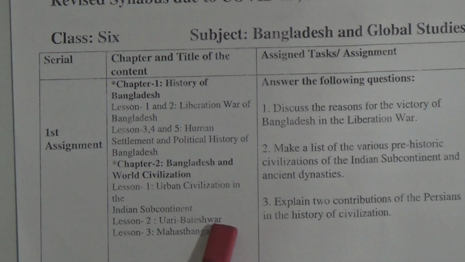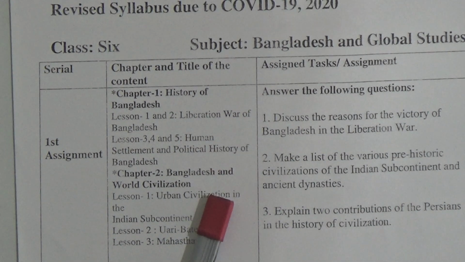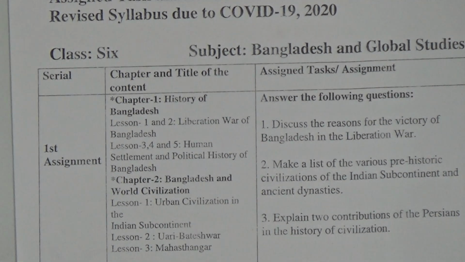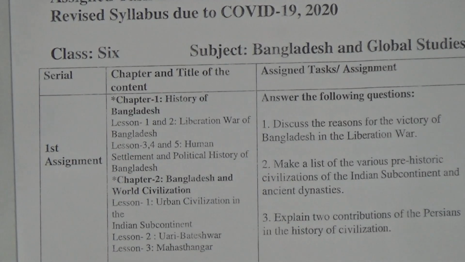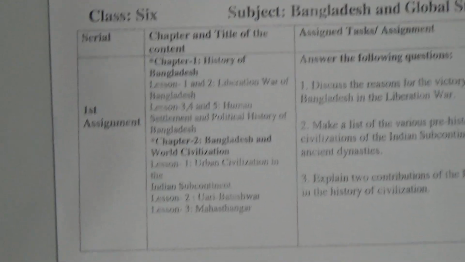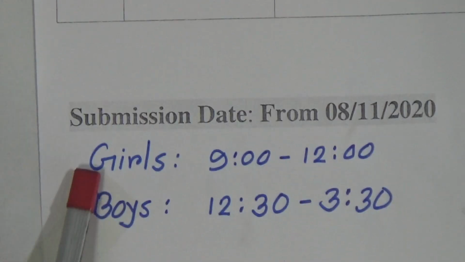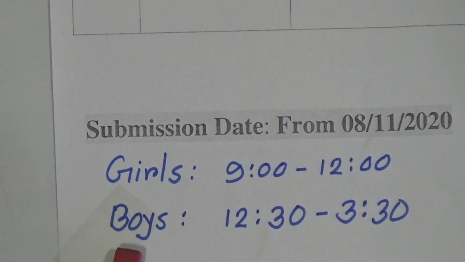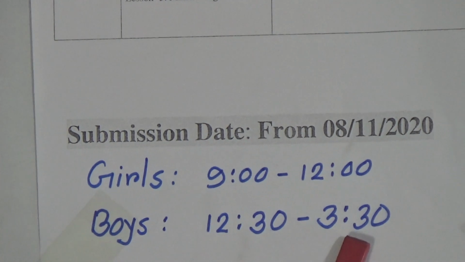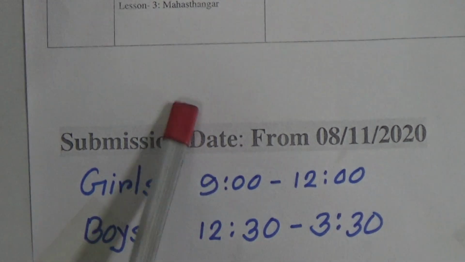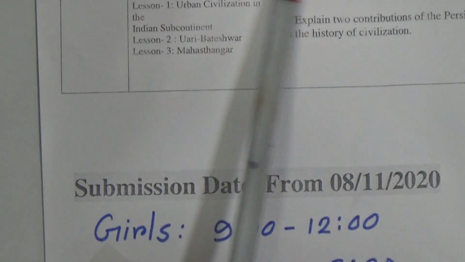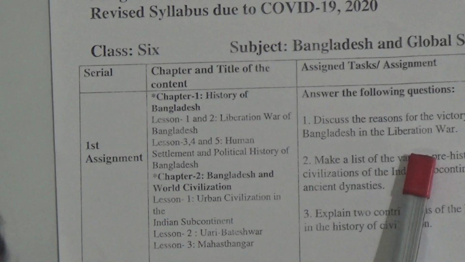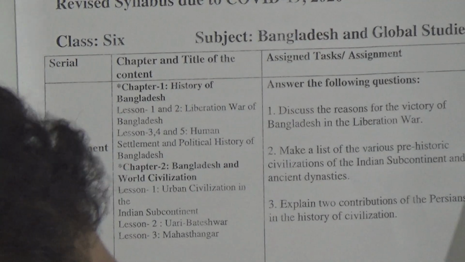I am telling again, number 1 is the broad question, numbers 2 and 3 are short questions. Your submission date of your assignment is 8/11/20. The girls will submit the assignment from 9 to 12, and boys from 12:30 to 3:30. So I will discuss today the first question's answer. Number 1, discuss the reasons for the victory of Bangladesh in the Liberation War. So let's go.